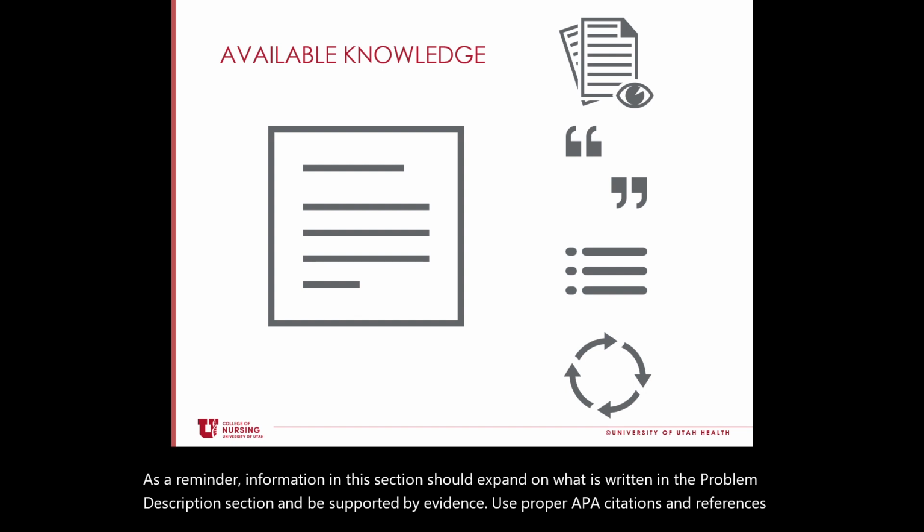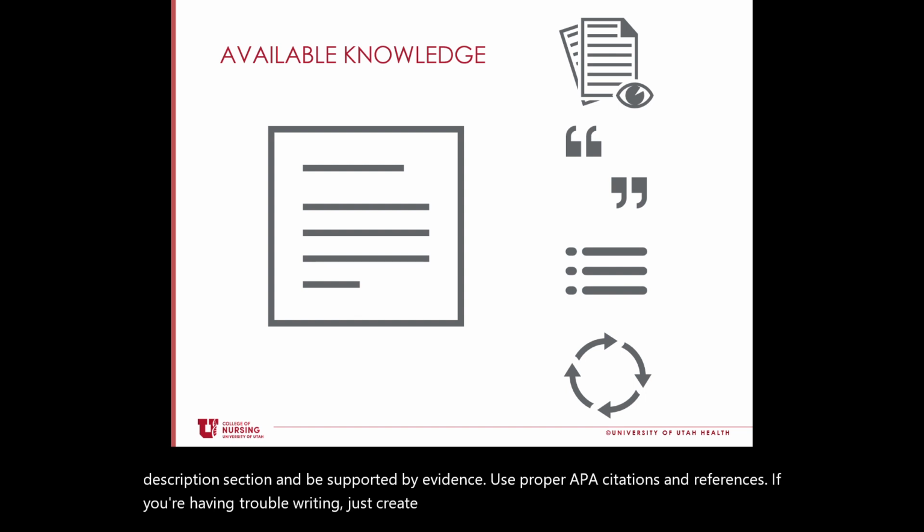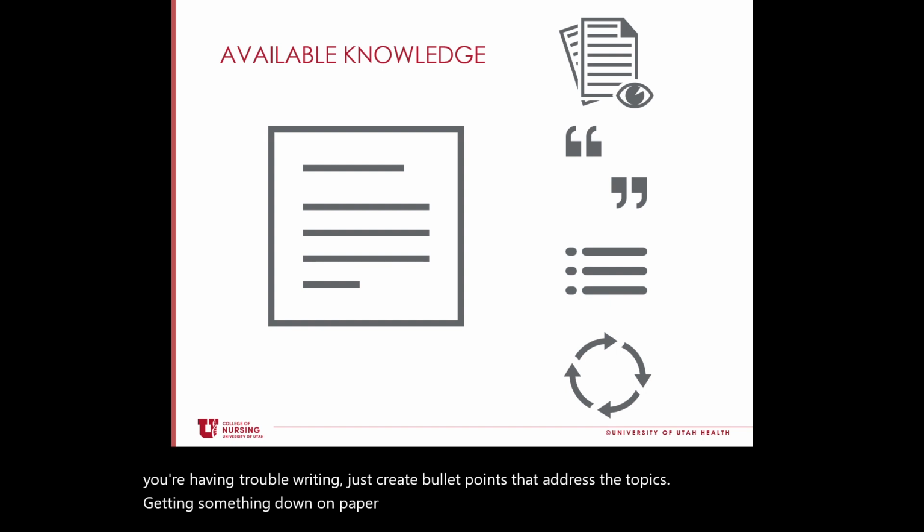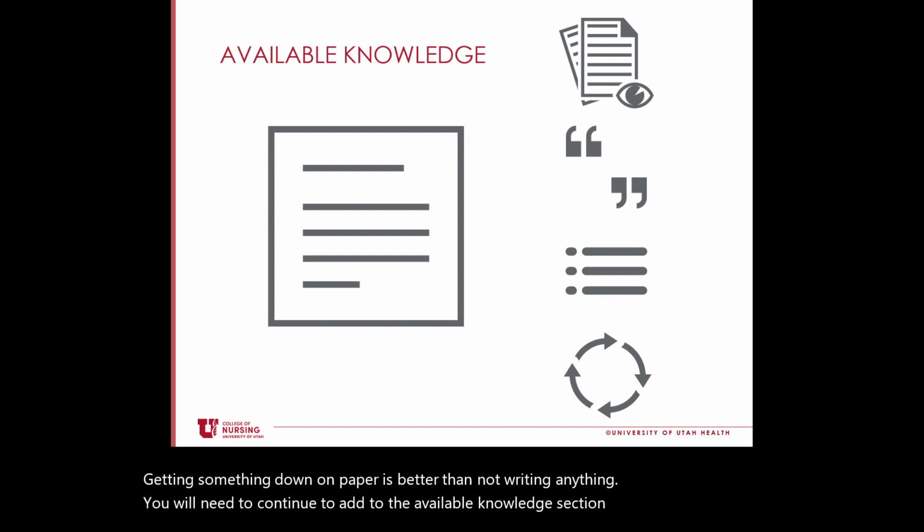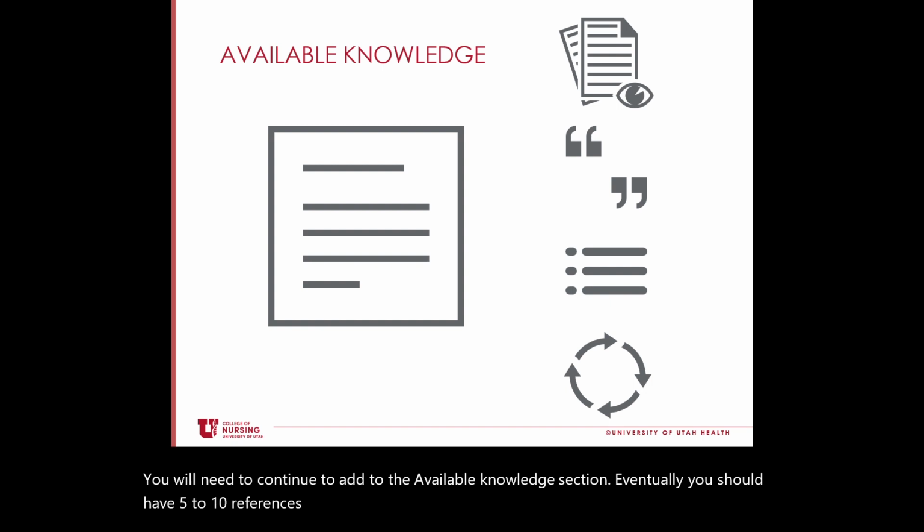If you're having trouble writing, just create bullet points that address the topics. Getting something down on paper is better than not writing anything. You will need to continue to add to the available knowledge section. Eventually, you should have 5 to 10 references in this section.